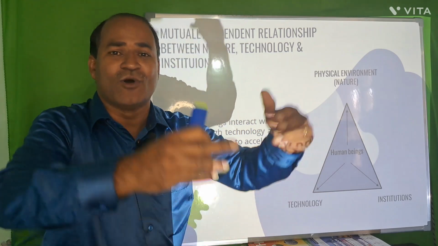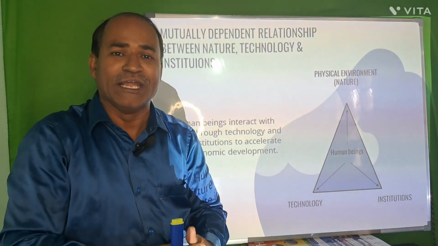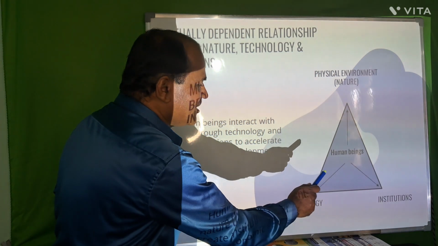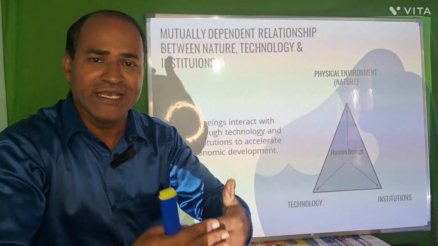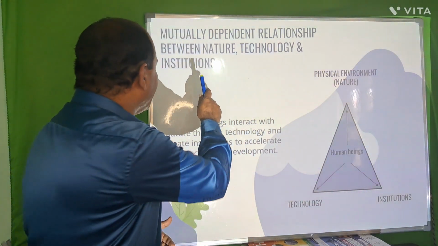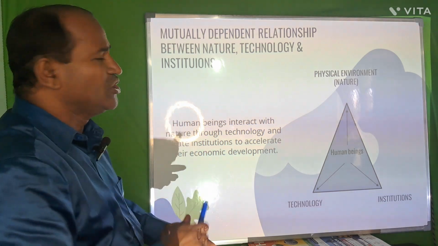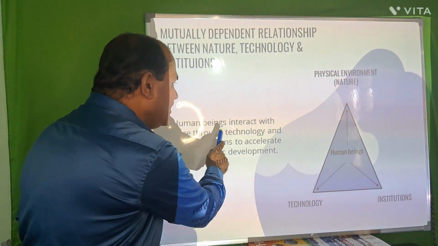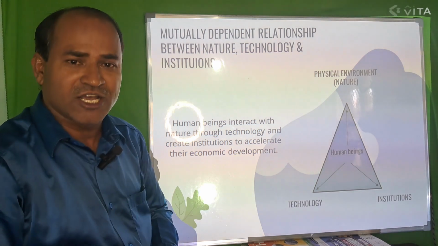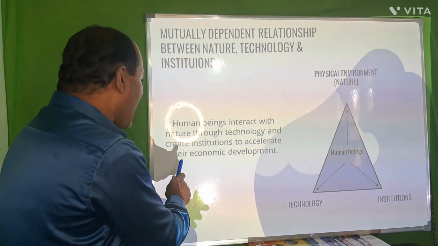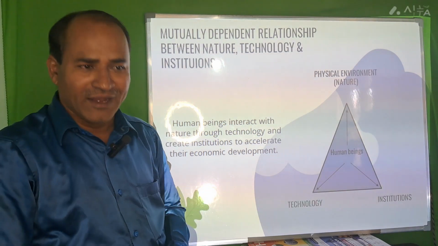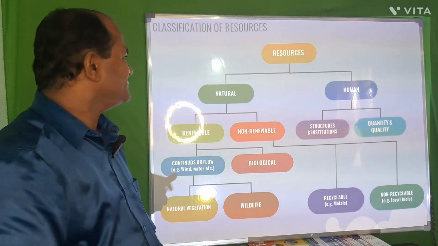So man always depends mutually on the availability of nature, technology, and institutions. These are interrelated. We can also call it a mutually dependent relationship with each other. Human beings interact with nature through technology and create institutions to accelerate their economic development.